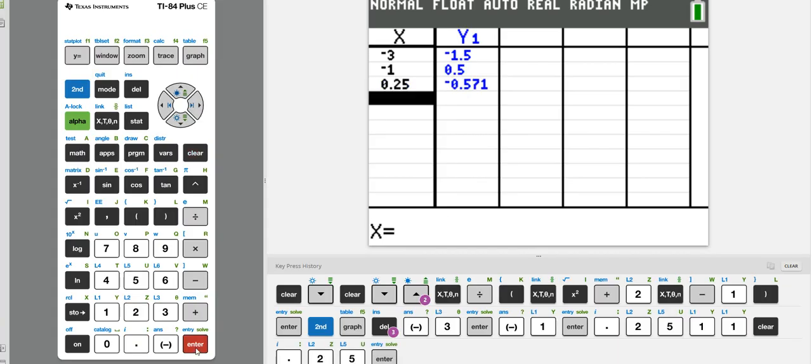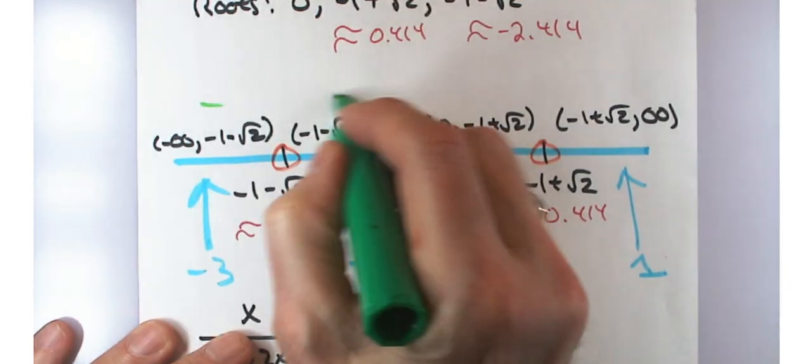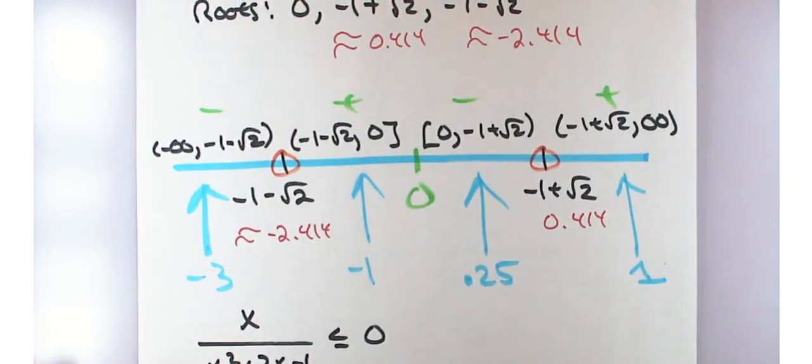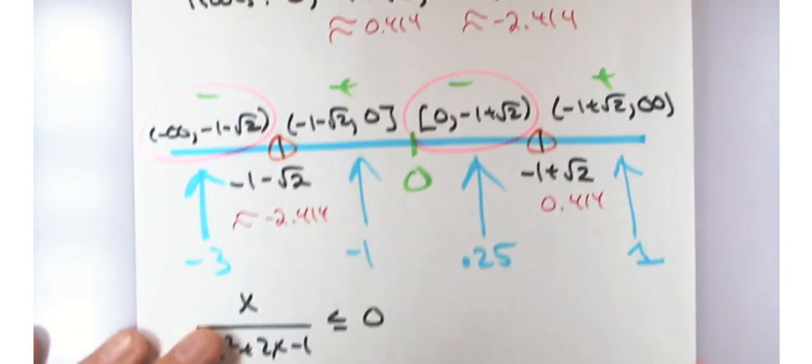0.25 and 1. So negative, positive, negative, positive. Oftentimes, that's the pattern that you're going to see. Negative, positive, negative, positive. Which ones do we want? Do we want the positive intervals or the negative intervals? Negative intervals. Thank you. So that one and that one. Those are your answers.